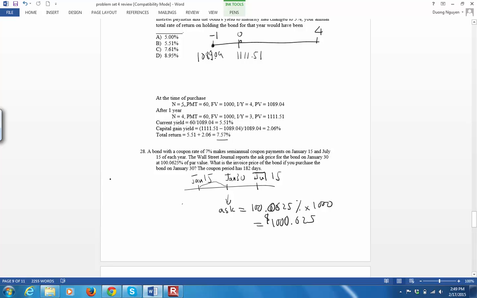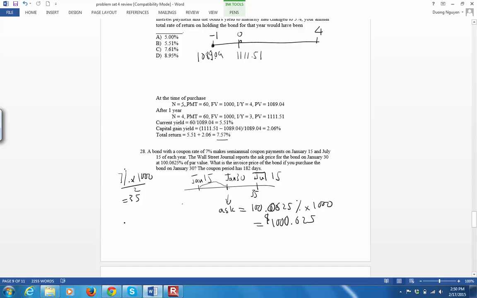How do we know that? How much is that as a portion of the coupon payment? You receive a coupon payment every 6 months, which is 7% times 1000 over 2, equal to 35. So every 6 months you receive $35. But you do not receive the coupon payment from January 15 to January 30 because you bought the bond on January 30. So you have to pay back the coupon payment from January 15 to January 30.